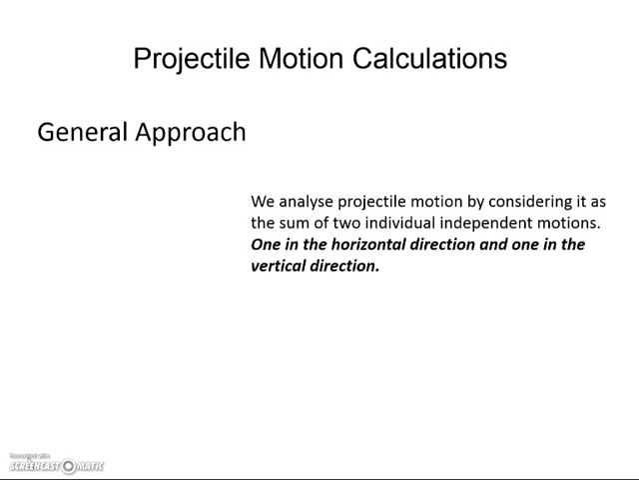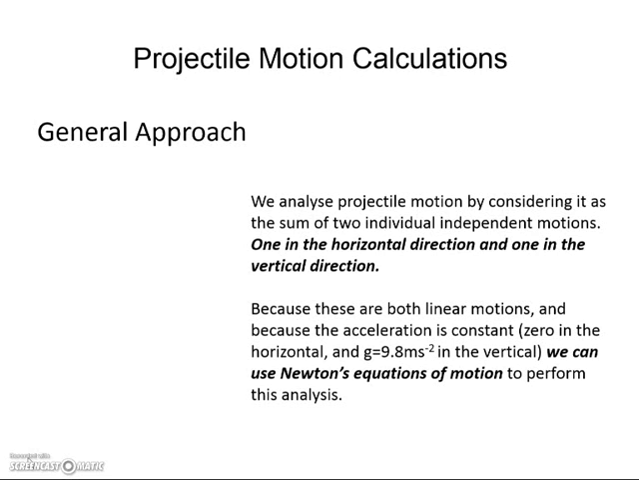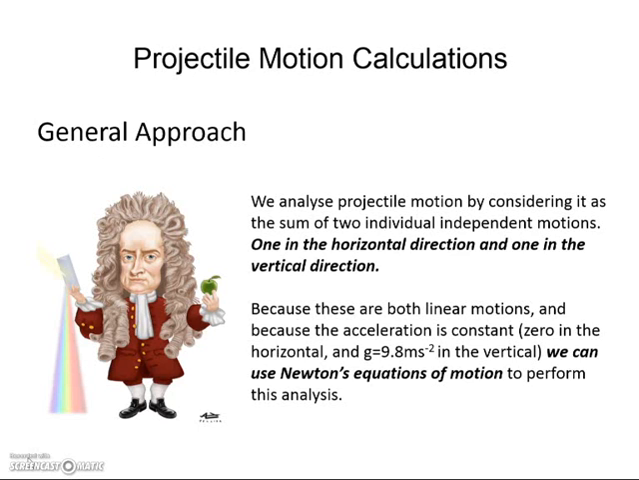There's a general approach that we need to have, and we went through this when we were having a look at vectors. We consider projectile motion as the sum of two individual independent motions. One is in the horizontal direction and one is in the vertical direction. Because both of these are linear motions and because acceleration is constant, we can use Newton's equations of motion. So here's Newton, and we have a heap of his equations of motion that we can use to help us with these problems.